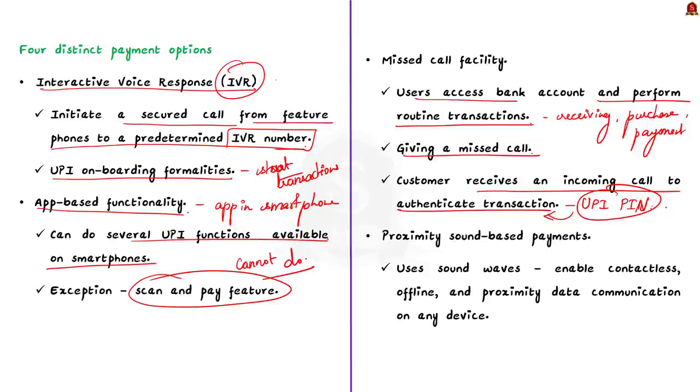Now, moving on to the final option. See, the fourth option is proximity sound-based payments. This uses sound waves to enable contactless, offline and proximity data communication on any device. We'll see more about it once this UPI 123 Pay comes to regular use. So these are all the four options through which payment can be done without internet connection.